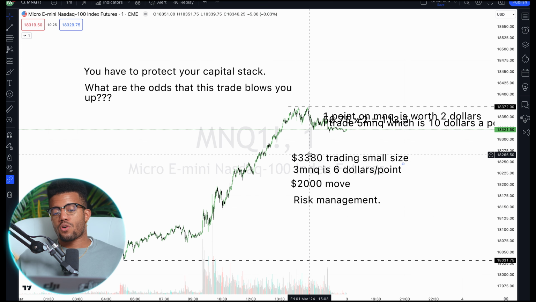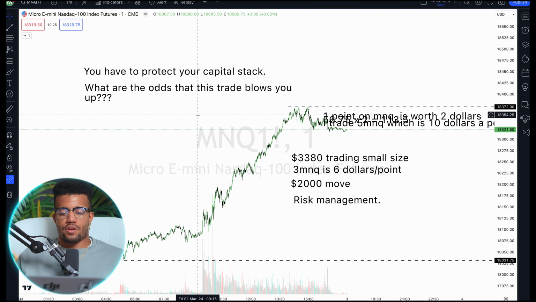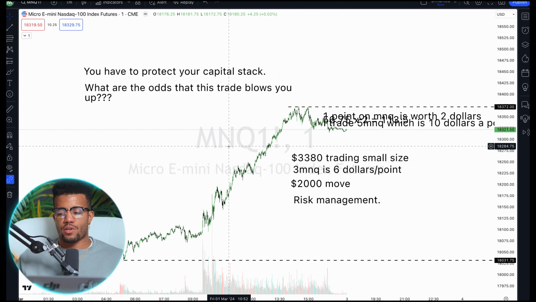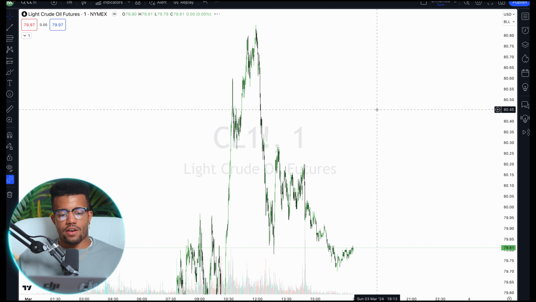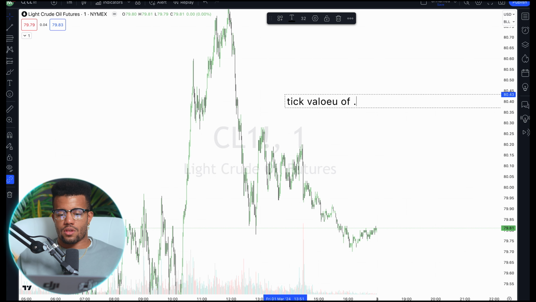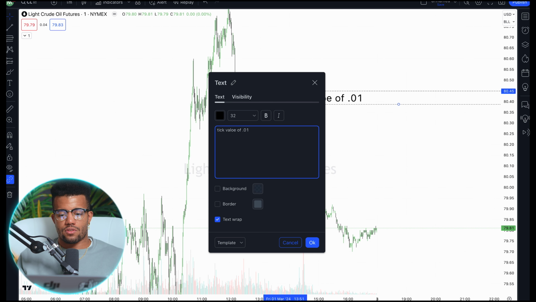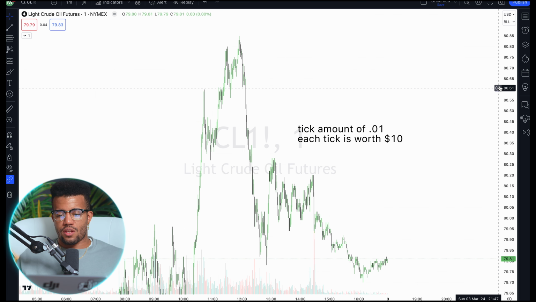Things like gold, oil, all of those have different amounts. Let's look at oil as one more example. This will be quick. So oil has a tick amount of 1 cent, okay? But each tick is worth $10. So you're probably like, whoa, that seems crazy, right? Every 1 cent move is worth $10.